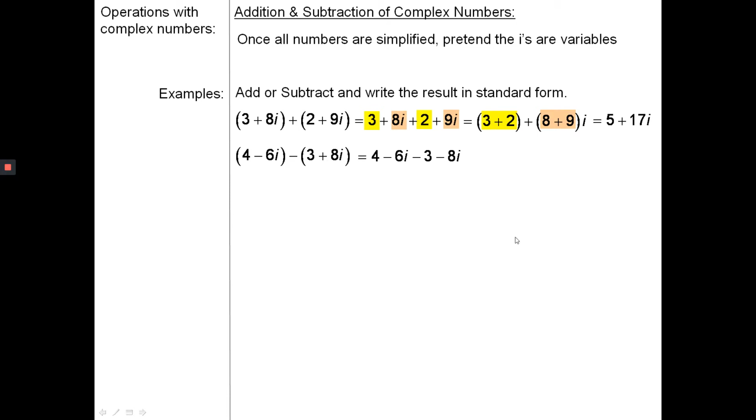And again, we're going to look at things for like terms. So the 4 and negative 3 are like terms. The negative 6i and negative 8i are like terms. So 4 minus 3 is 1. Negative 6 minus 8 is negative 14. So we have 1 minus 14i as an answer.